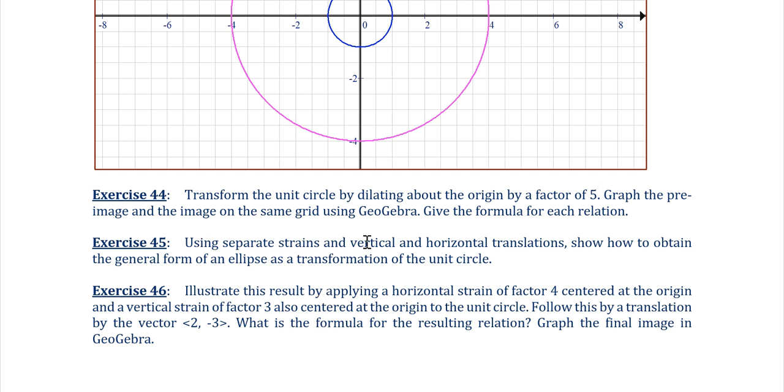Another exercise, using separate strains of vertical and horizontal translations, show how to obtain the general form of an ellipse as a transformation of the unit circle. Next exercise, illustrate this result by applying a horizontal strain of factor 4 centered at the origin and a vertical strain of factor 3 also centered at the origin to the unit circle. Follow this by translation by the vector (2, negative 3). What's the formula for the resulting relation? Graph the final image in GeoGebra. That's going to be an ellipse.